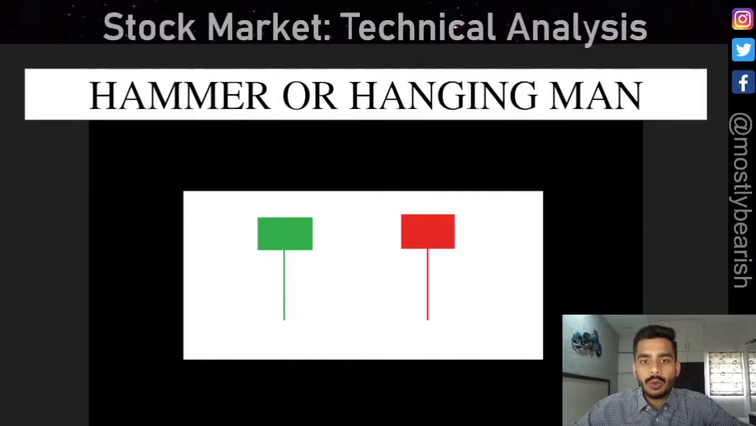So what you see on your screen right now is the formation of a hammer or a hanging man. So first you need to understand both look the same, but which trend they come in may be different. Let me be more clear about this. If the prior trend is downwards, and if you see either of these candles formed towards the bottom, that may indicate that the prices will start moving up from there. That is when this candle is called a hammer.